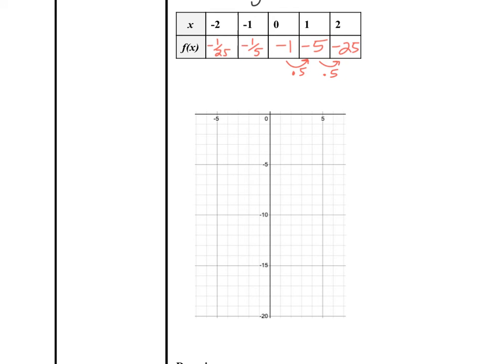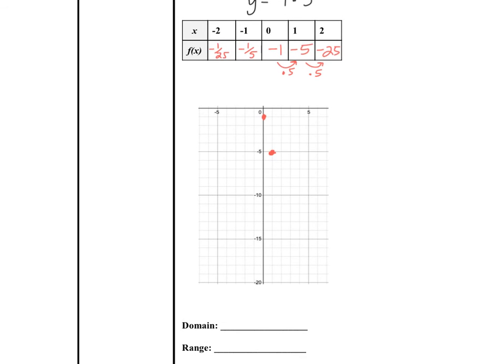So take your 5 points, we did this last week, and just graph them. You've got at 0, it's at -1. At 1, it's at -5. And at 2, it's at -25, which would be like down here, my fault. You also have -1/5 and -1/25. Connect those points.